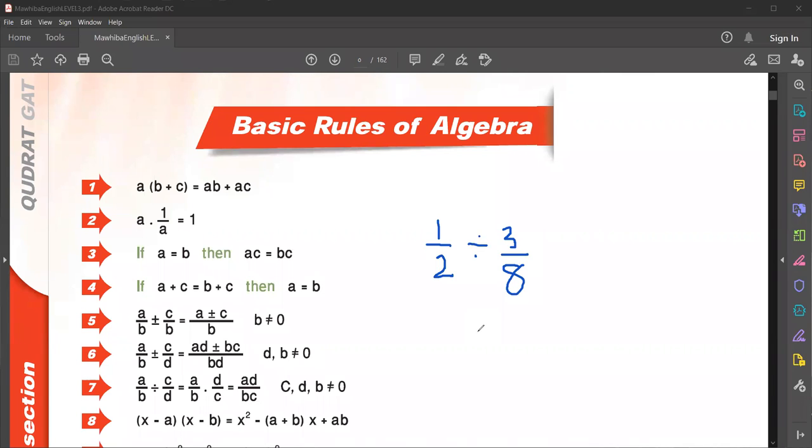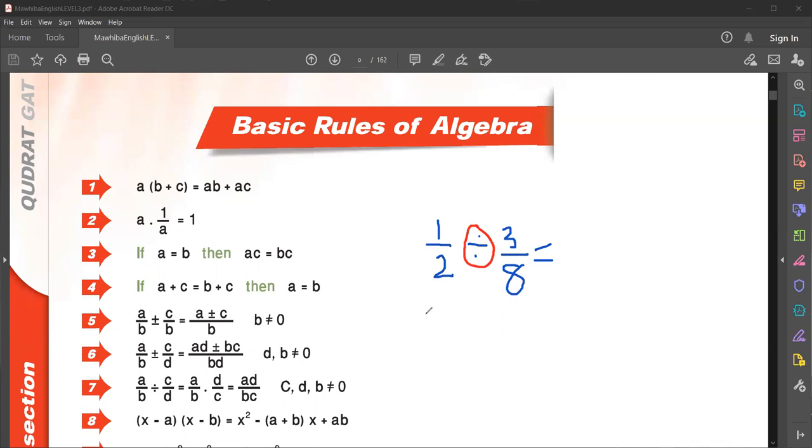We don't need the same numerator or denominator. If we have a division, you change it to multiplication. You have this sign, you must change it to multiplication.